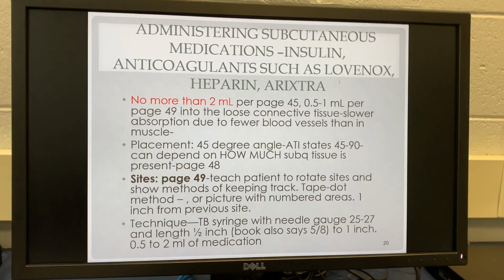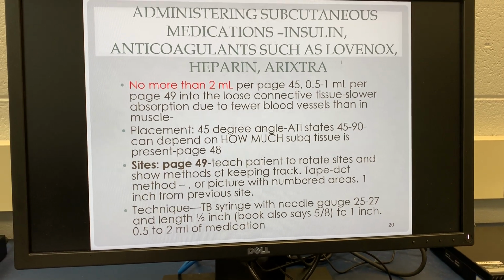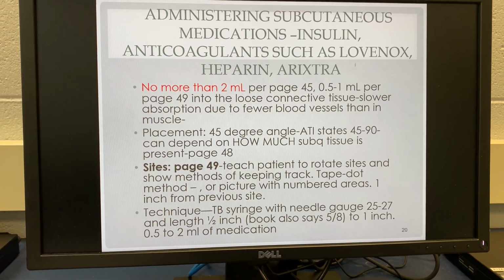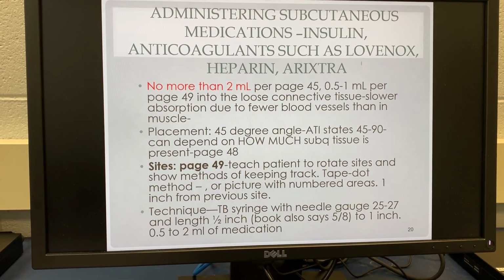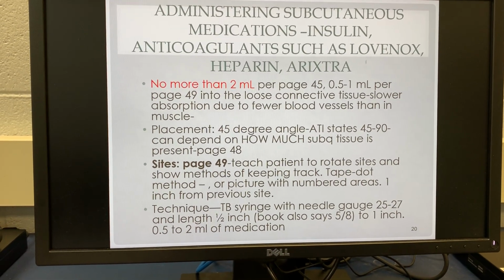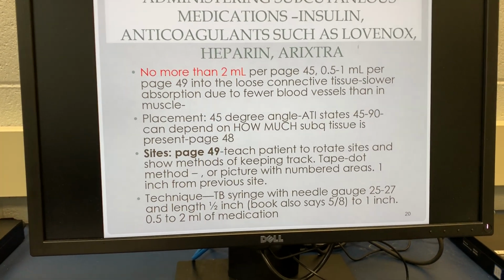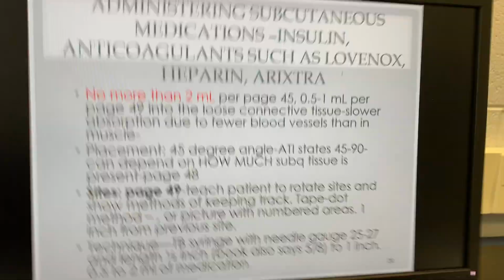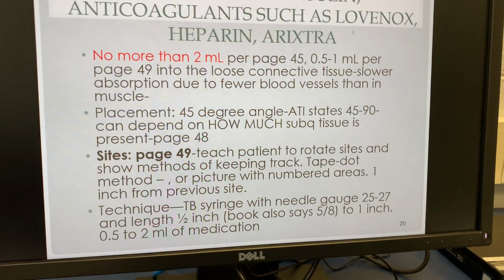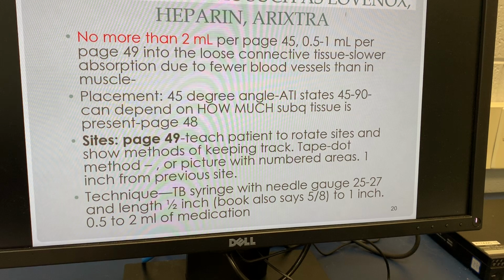The placement of a sub-Q injection is going to be at a 45-degree angle. Now, our textbook says 45-degree angle. ATI states 45 to 90. And many times this will depend on how much sub-Q tissue is present. If you are giving someone an anticoagulant in their abdomen, usually abdomens tend to be pretty rich in adipose tissue. And so you can pinch up more, and depending on the size of the needle, you could go in 90 degrees and still hit sub-Q.